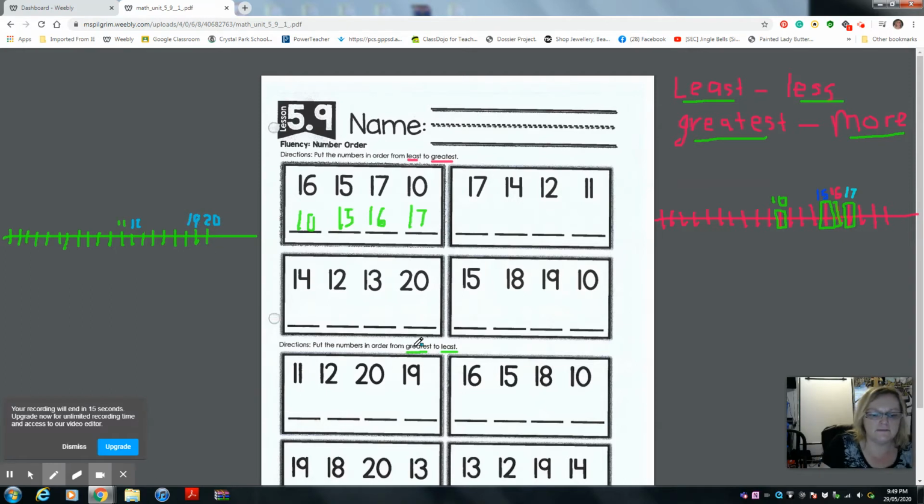So greatest means the largest number. Largest number is 20. Then it's 19, 12, and 11.